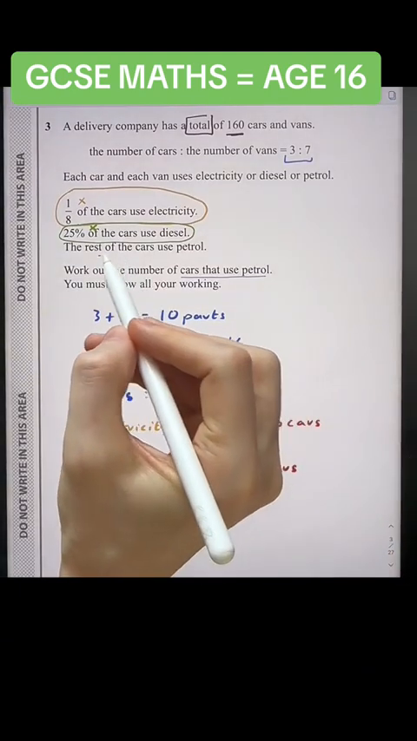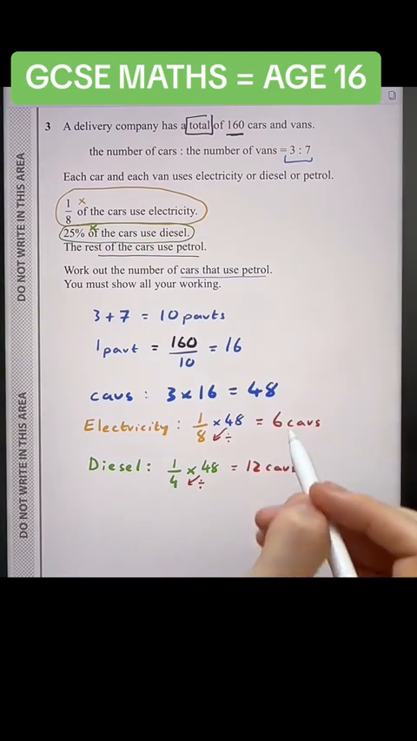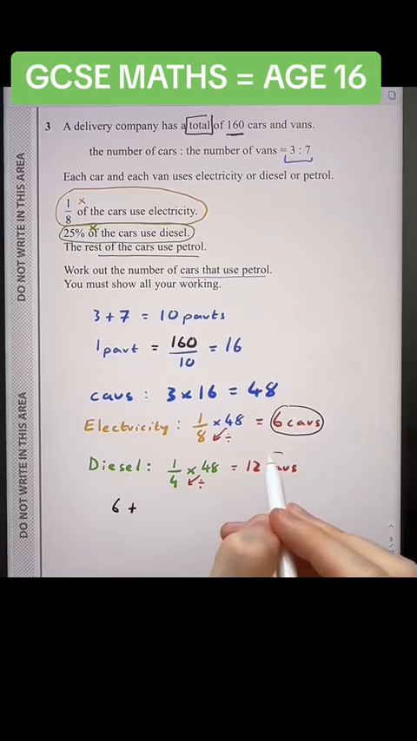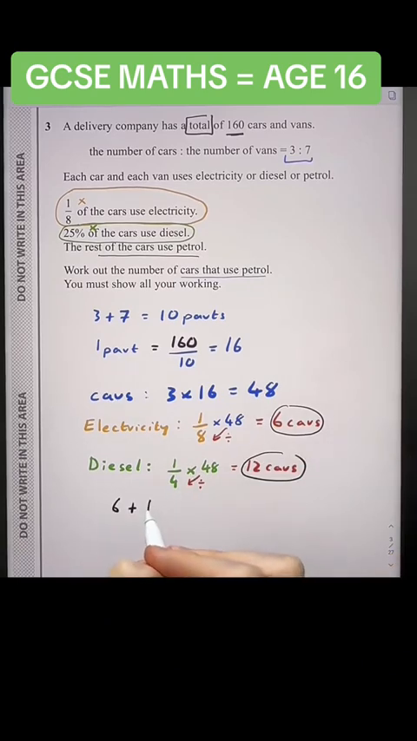As I'm told the rest of the cars use petrol, well, I know 6 of the cars use electricity, so 6 add the number of cars that use diesel, in this case 12. Well, 6 add 12 gives us 18. In total, there were 48 cars, so the rest of the cars must use petrol. So therefore, 48 subtract the 18 will give us 30. So therefore, 30 cars use petrol.